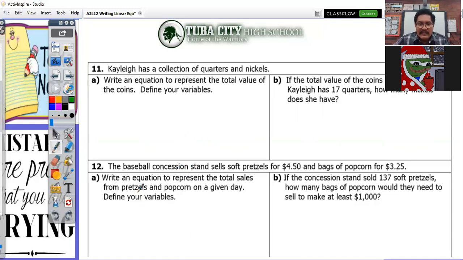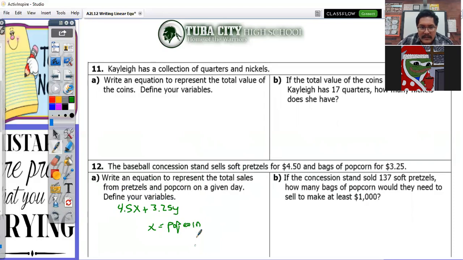Write an equation to represent the total sales of pretzels and popcorn on a given day. So define your variables. So we're still using standard form. So again, I'm just going to go in order. So X will be the number of pretzels. So it's $4.50 for a pretzel and $3.25 for a bag of popcorn, which I'll just call Y.